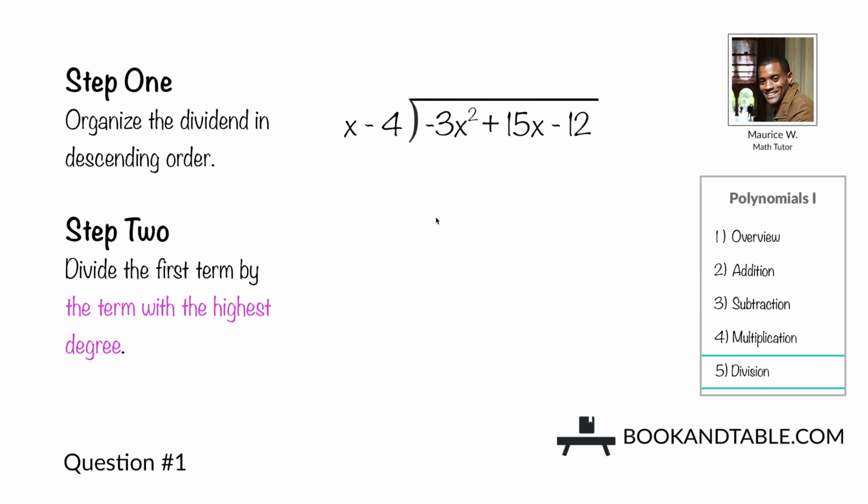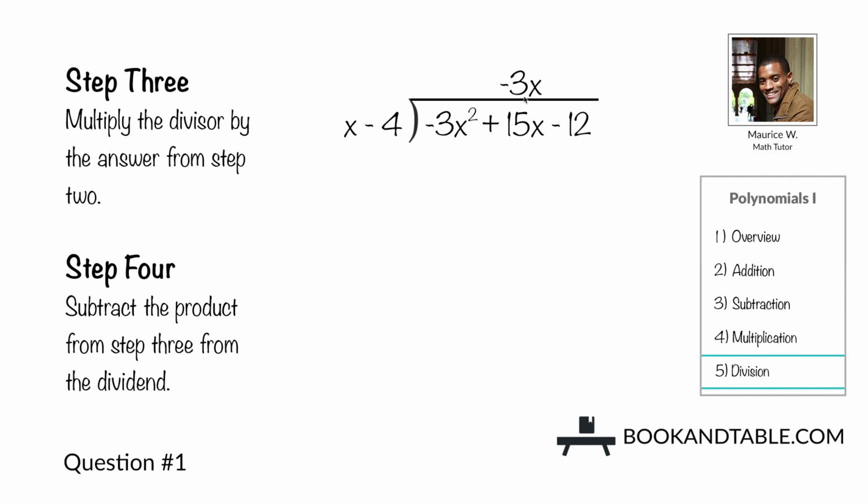Question number 1. We were finding the quotient of negative 3x squared plus 15x minus 12, our dividend, divided by x minus 4, our divisor. The first step, organize the dividend in descending order. So largest degrees to the left. So we have a degree of 2, a degree of 1, and a degree of 0. And now the second step, we will divide the first term, negative 3x squared, by the term on the outside with the highest degree. So negative 4 has a degree of 0 and x has a degree of 1. So when we divide negative 3x squared by x, that gives us negative 3x.